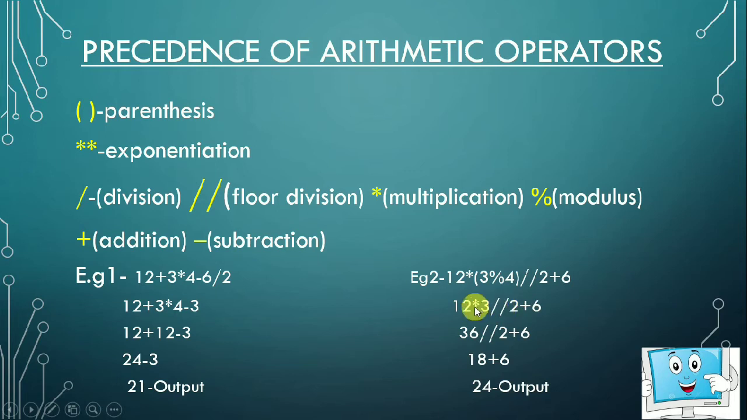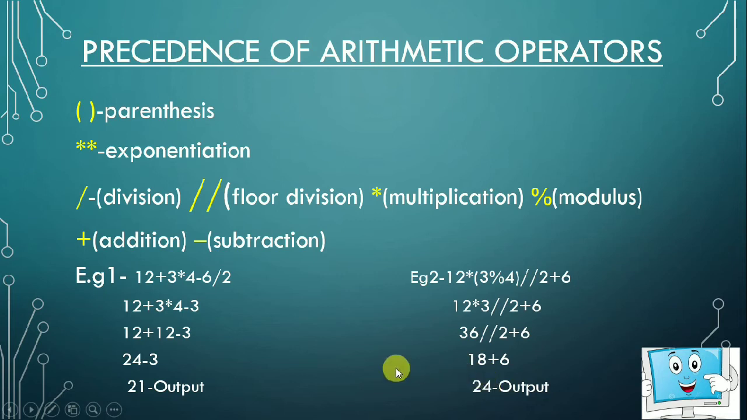Now we see that multiplication and floor division have the same priority, but at first the multiplication operator is there, so we will solve this. 12 multiplied by 3 is 36. 36 floor division 2 plus 6. So 36 divided by 2, the integer part is 18. Although it will be fully divided, only the integer part will be kept. So 18 plus 6. The answer is 24. So this is the way we have to solve arithmetic expressions if so many operators come in one statement only.